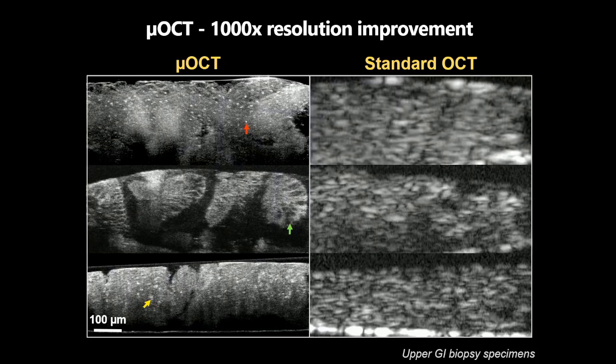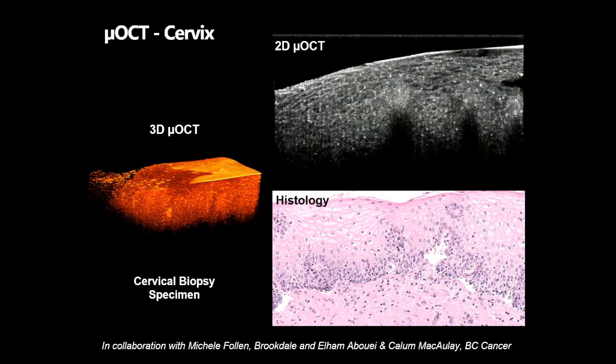You can see individual cell membranes. And it's really quite impressive, the additional information you get. And it's close to histology. So, this is a micro-OCT image of a cervical specimen. And you look at histology, and you can see the same structures in histology that you can in micro-OCT. That wasn't the case in standard OCT. And then, of course, the other advantage is this is 3-dimensional. You can't get the 3-dimensional information from standard biopsies.